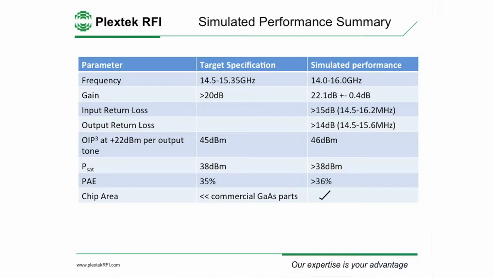It's actually quite straightforward, but we pay for it in reduced IP3. Our IP3 at this particular bias is 46 dBm. PSAT is greater than 38 dBm, PAE 36%, and quite a bit smaller than the commercially available GaAs parts. And it needs to be, because the GaN parts are more expensive per unit area.